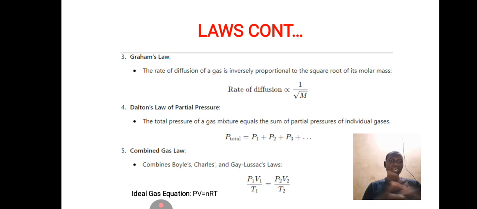Okay, then we have Graham's law. Though I've not seen any question on this, you can also master it. I've discussed it in the previous class on chemistry. Dalton's law of partial pressure, I've discussed this too. Then we have the combined law. I've already stated it earlier: the combination of Boyle's law, Charles' law, and Gay-Lussac's law put together. Then that's when we have P1V1 over T1 equal to P2V2 over T2.